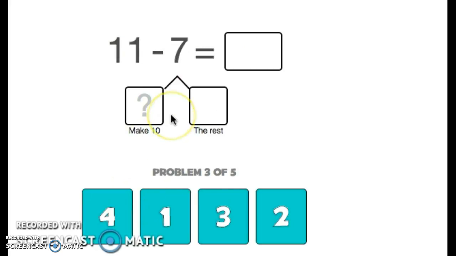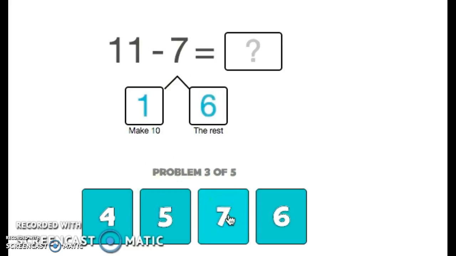Our next problem is 11 take away 7. 11, right away, we need to make a 10. 11 take away 1 is a 10. Now we need to see what 7 is equal to. 1's a partner. What is the rest? 1 plus how many equals 7? What is the other partner? We know that 1 plus 6 equals 7.